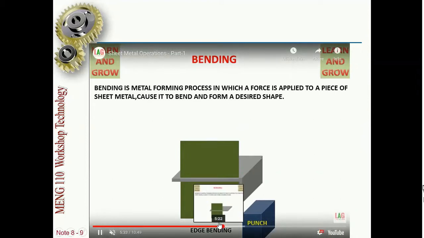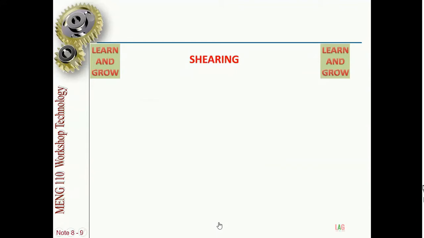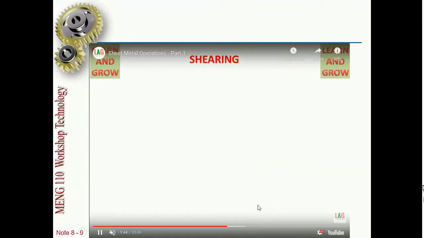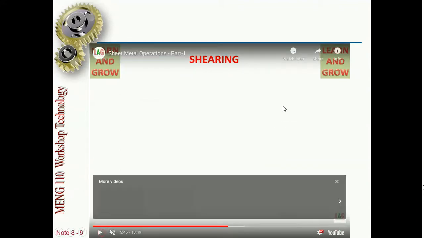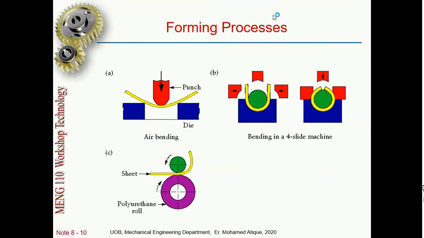See, bending from the edges. So these are examples of air bending. Here the punch will be of lesser dimension than the die. The slot in the die will have more dimension than the punch.